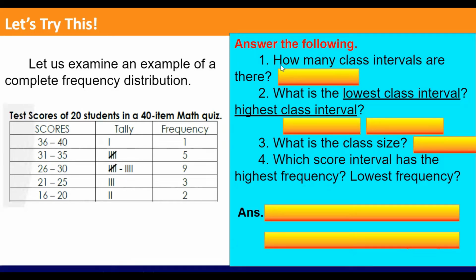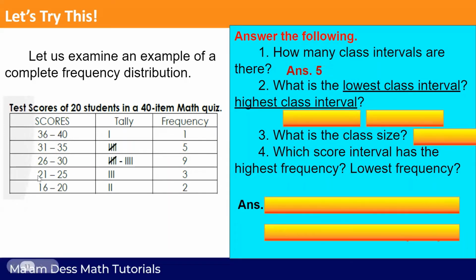Number 1. How many class intervals are there? How many class intervals do we see? Count under the scores. We have 5: 36 to 40, 31 to 35, 26 to 30, 21 to 25, and 16 to 20. That is what is meant here by class interval.